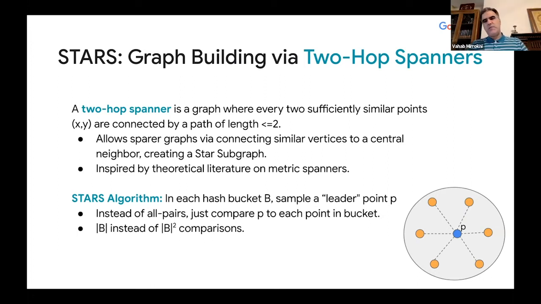The Stars algorithm does the locally sensitive hashing step, but when we build each bucket in the locally sensitive hashing technique, instead of computing all pairs, we select a leader on each bucket, and we only compute the similarity scores, maybe with the learning model, from these leaders to each of the points in the bucket. So we go from B squared to B comparisons here.